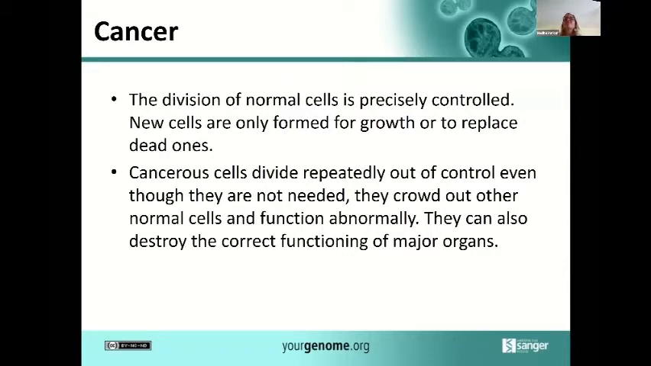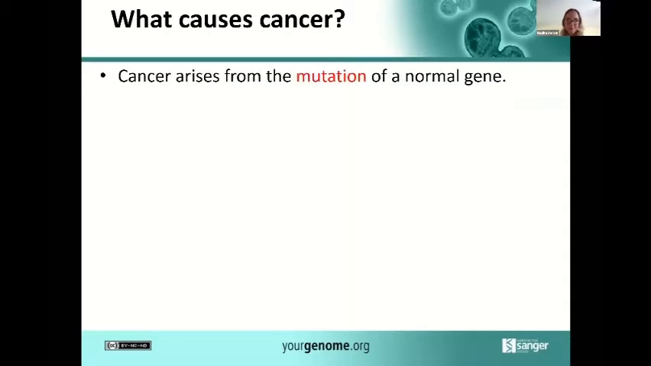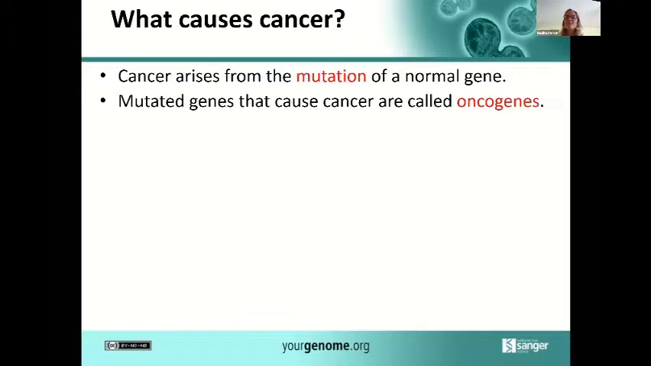But cancer cells just divide uncontrollably. They just don't stop dividing. And that can lead to problems because they can destroy normal, healthy cells and organs. So the mutation that we looked at causes the cancer cells. They're called oncogenes.